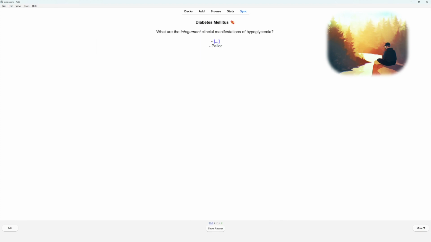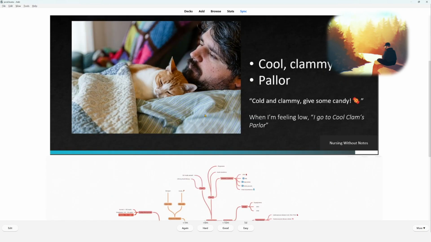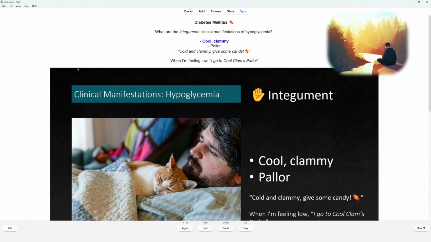What are the integumentary clinical manifestations of hypoglycemia? Cold and clammy. Awesome.